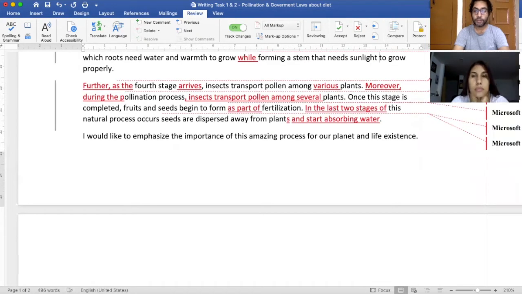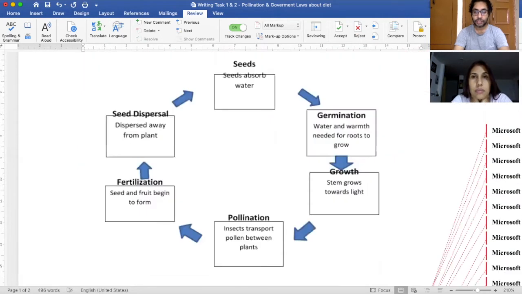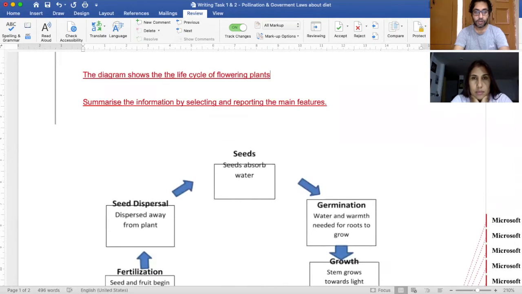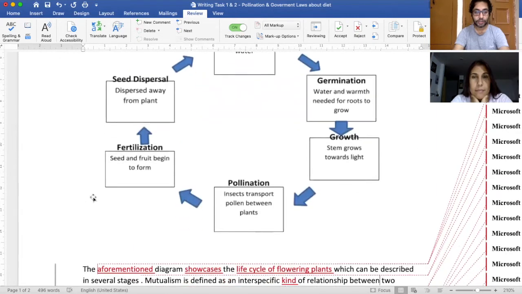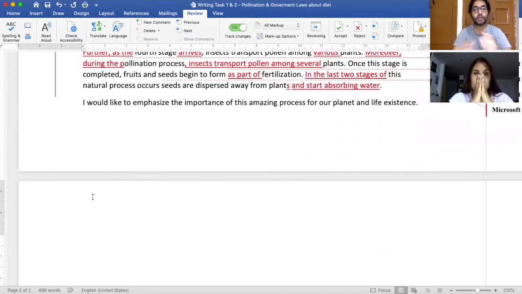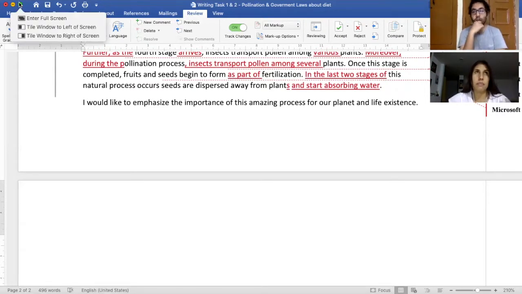I would like to emphasize the importance of this amazing process for our planet and life existence. What do you mean by this? The last line that you have written. Well, if the pollination process does not exist, life can't be. Pollination is important for life. Life means life of different species. Human life also depends on pollination.